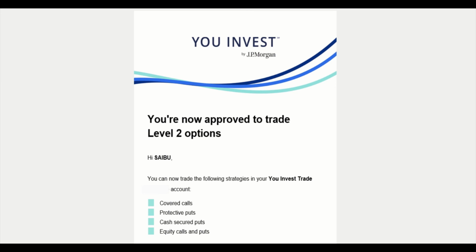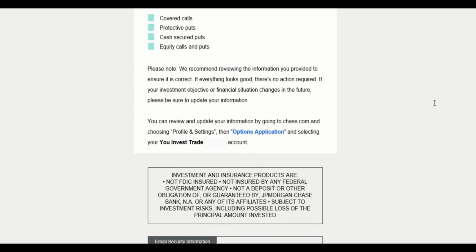All right guys, within a few minutes of submitting the application, we received the email from Chase U Invest. It says you're now approved to trade level 2 options. That's the one we applied for. You can now trade the following strategies in your U Invest trading account: covered calls, protective puts, cash secured puts, equity calls and puts. It also says, please note, we recommend reviewing the information you provided to ensure it's correct. If everything looks good, there's no action required.